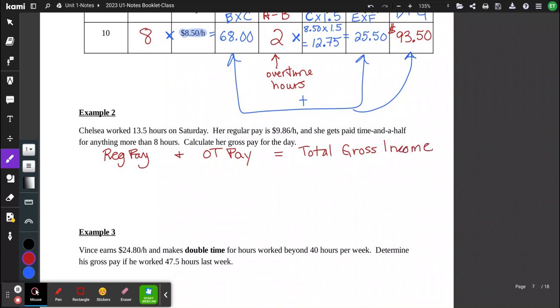Okay, so her total gross income, what she would have on her paycheck. So her regular pay, it says she works 13.5 hours on Saturday. She gets paid $9.86 regularly per hour, and she earns time and a half for overtime.